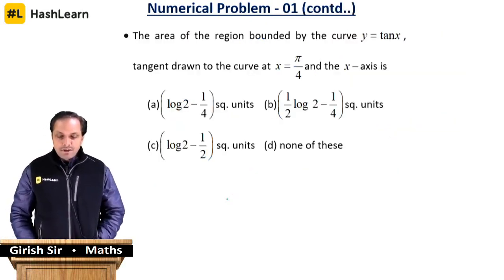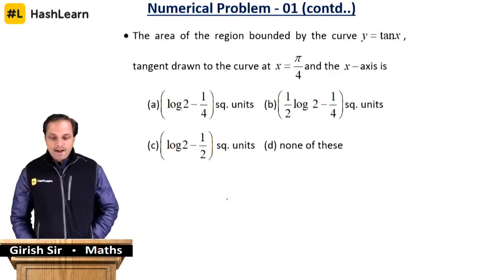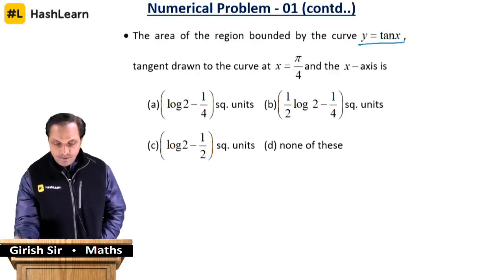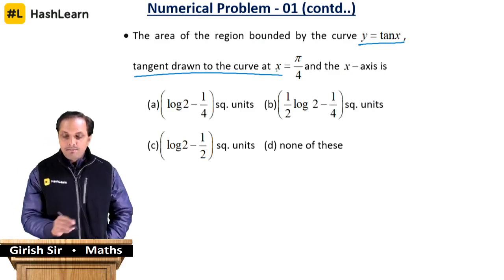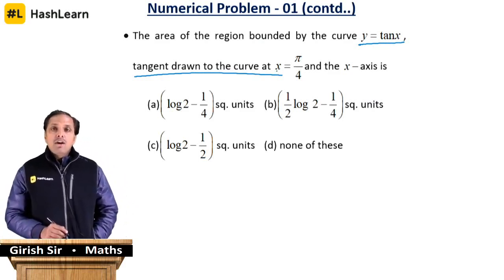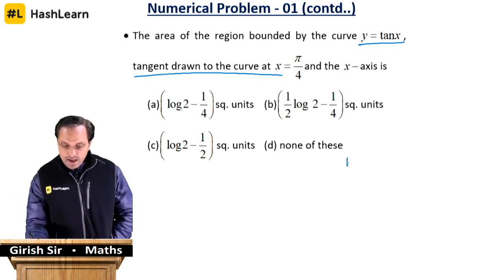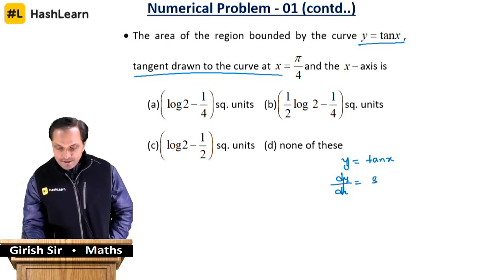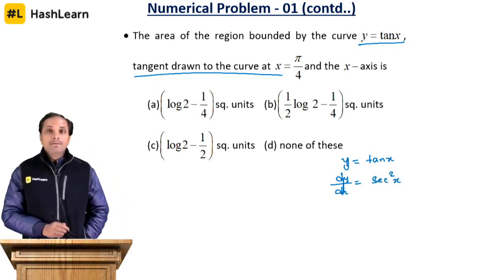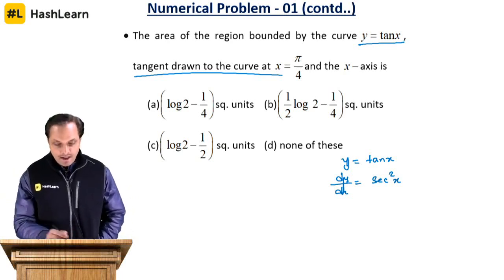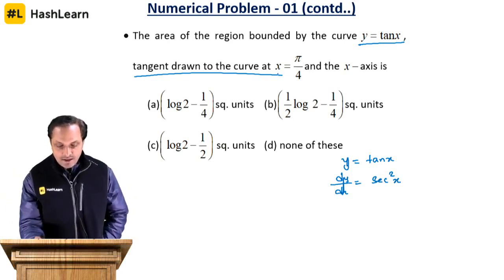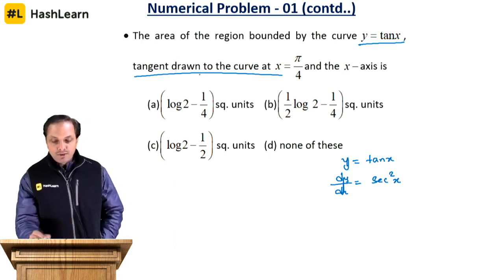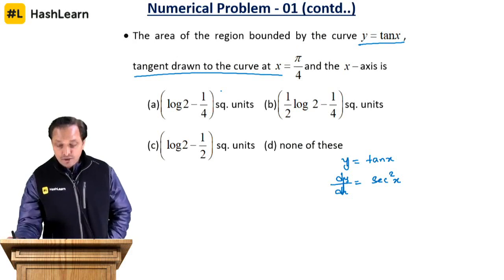So how to do this? First you need to draw the curve y is equal to tan x, the tangent drawn to the curve at x is equal to pi by 4, and the x-axis. You know that y is equal to tan x. What is dy by dx? Differentiation of tan x is secant square x. So where you are drawing the tangent to the curve, at x is equal to pi by 4, what happens?